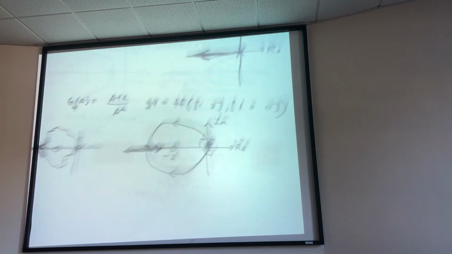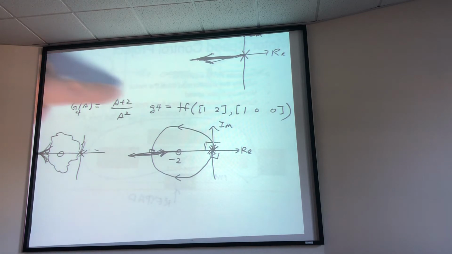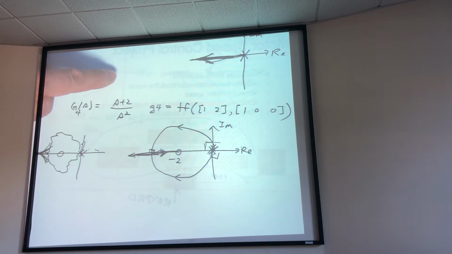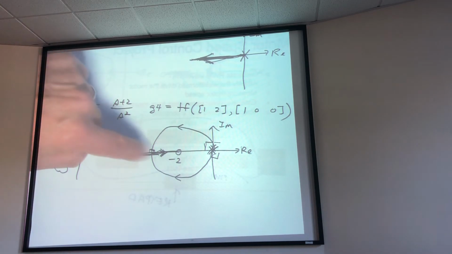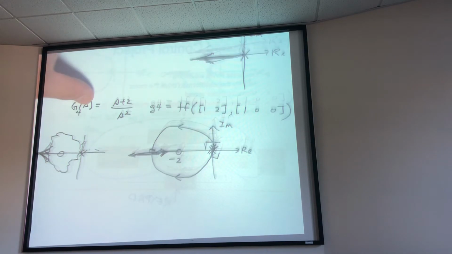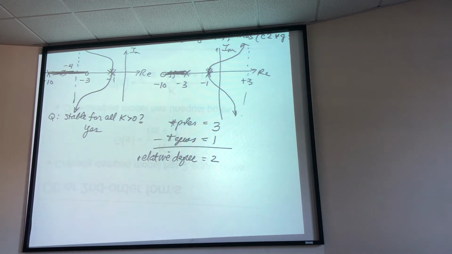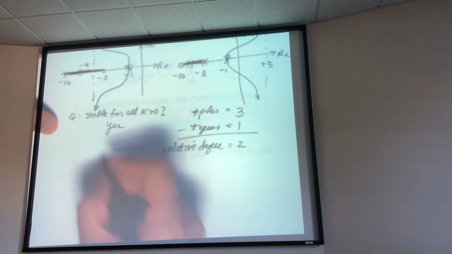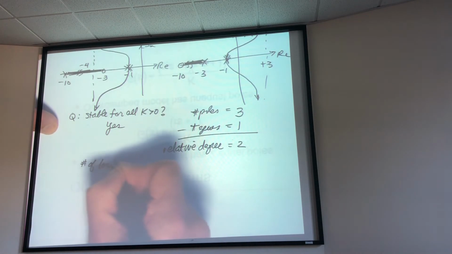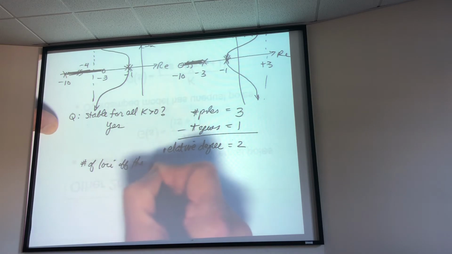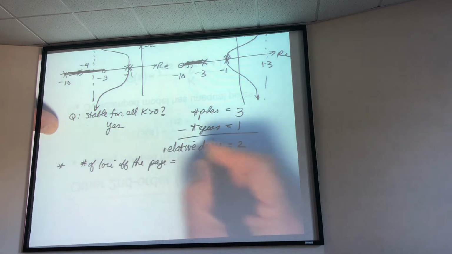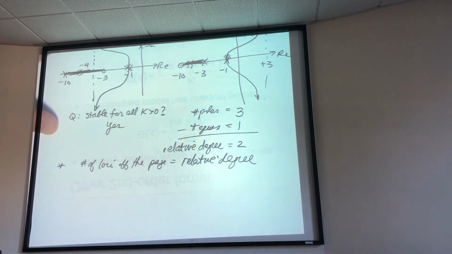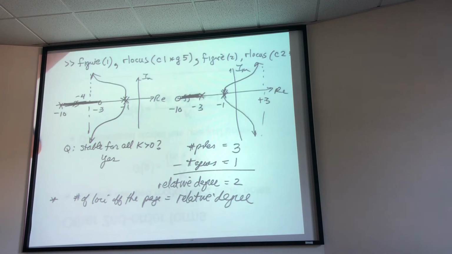In the previous example with G4, number of poles is 2. Number of zeros is 1. Relative degree is 1. Only one of them going off the page. So the number of things that go off the page is equal to the relative degree. Maybe that's another generalization we can write down here. The number of loci off the page is equal to the relative degree.